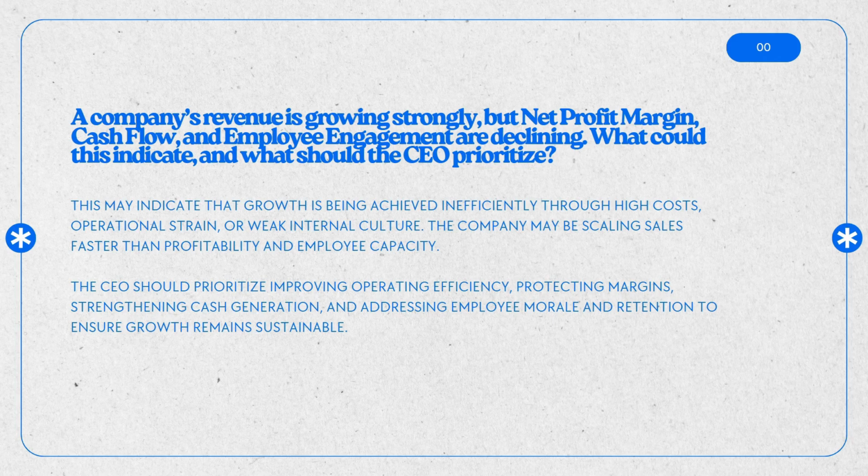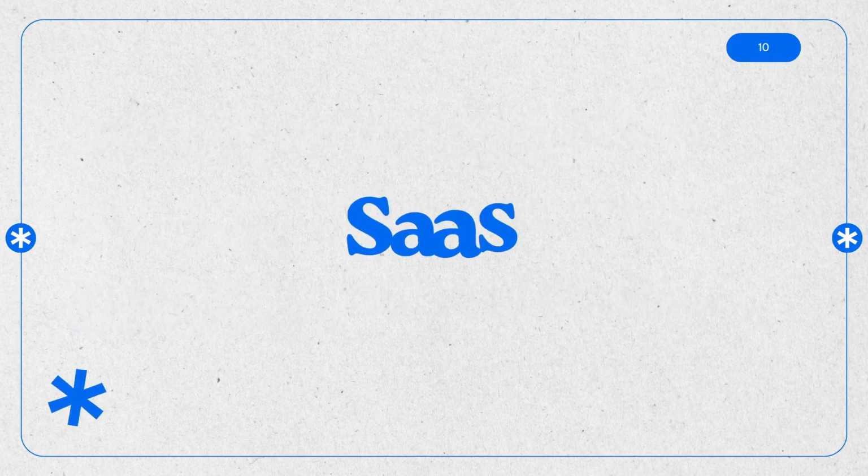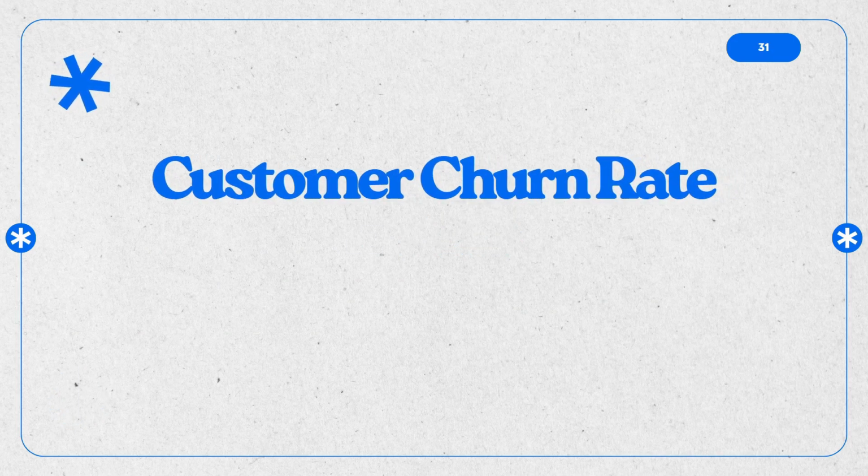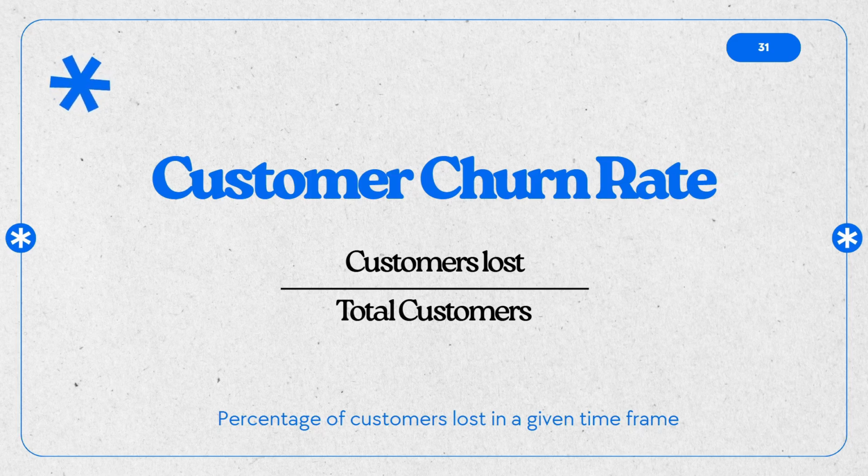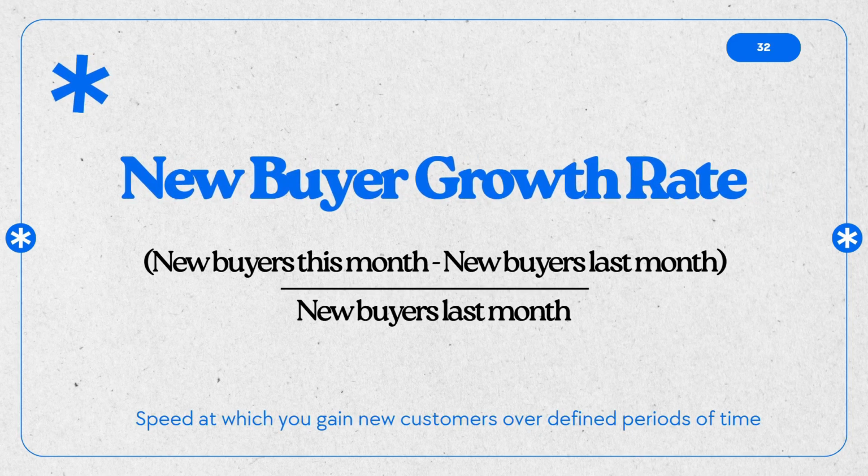growth remains sustainable. Next category is SaaS, and we have 10 financial metrics under this. Customer churn rate is customers lost divided by total customers, the percentage of customers lost in a given time frame. New buyer growth rate is new buyers this month minus new buyers last month, divided by new buyers last month. This is the speed at which you gain new customers over a defined period of time.